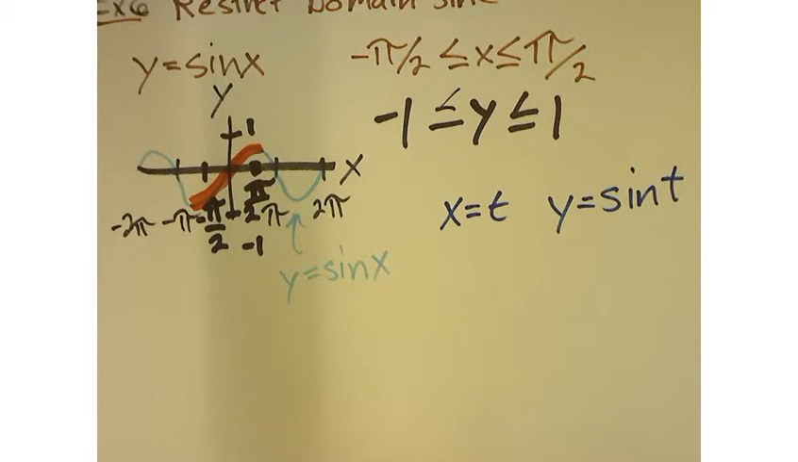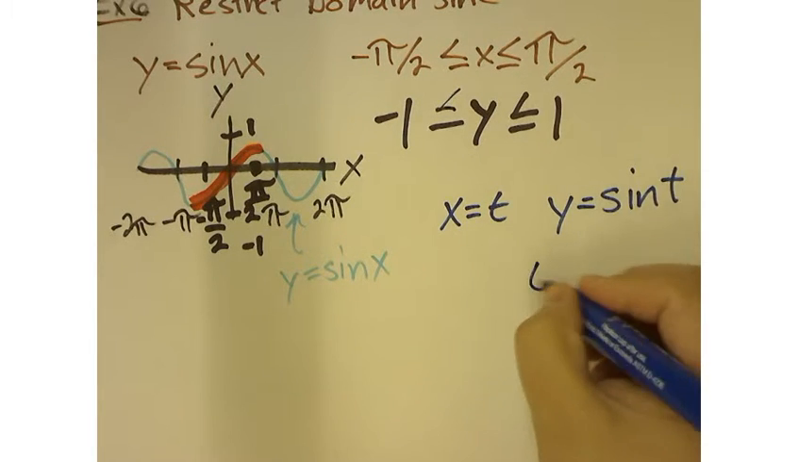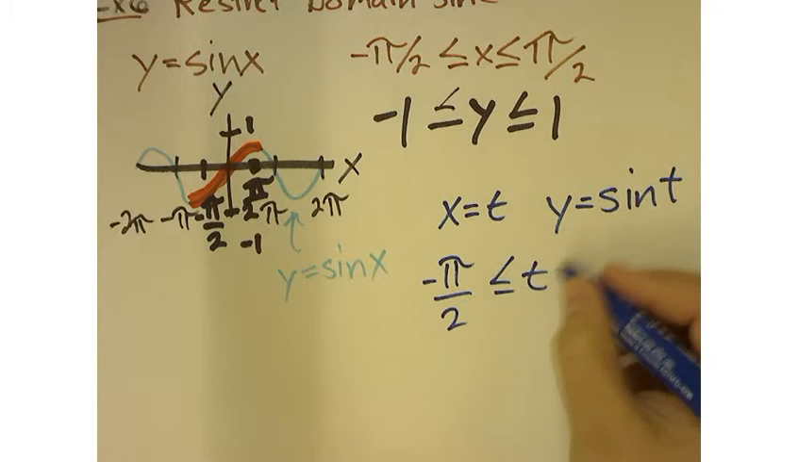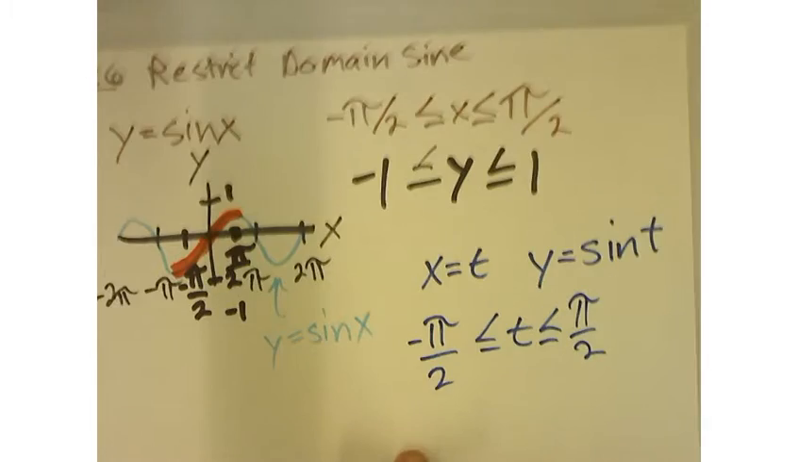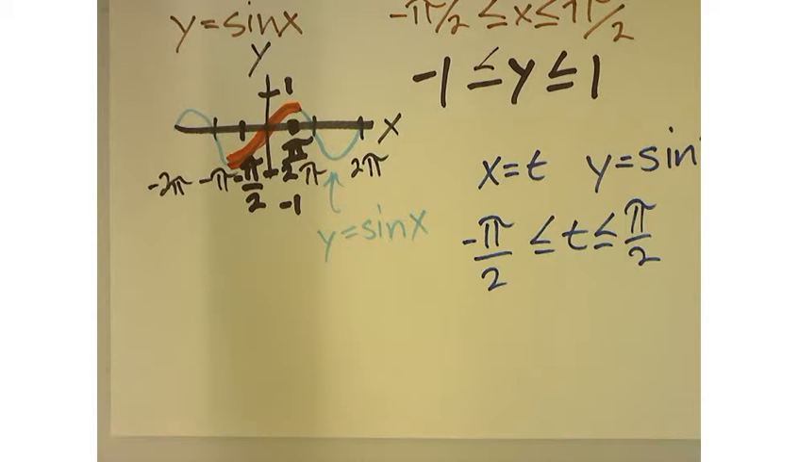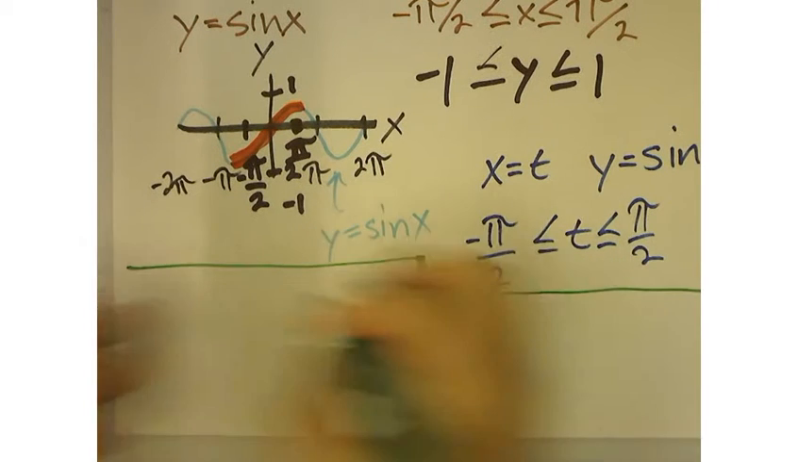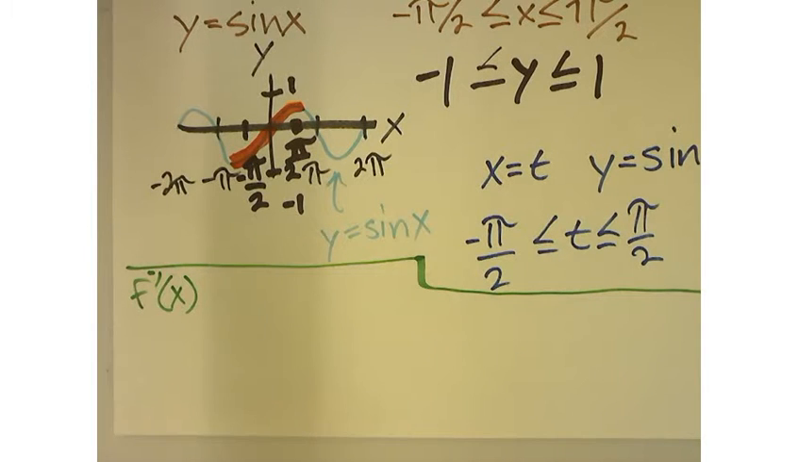So just look at that and process that for a second. What would my t values be? Well, my t values would be the same as my x values, so t would be bound between negative pi over 2 and pi over 2. Now if I wanted to find the inverse of this function, the inverse just flip-flops everything.